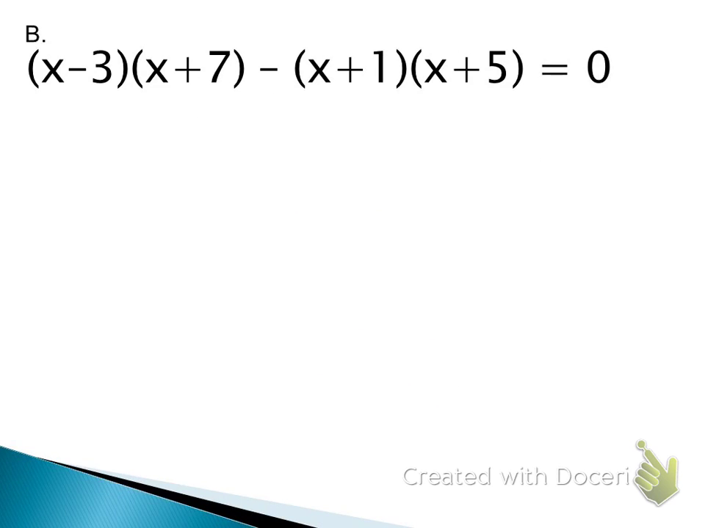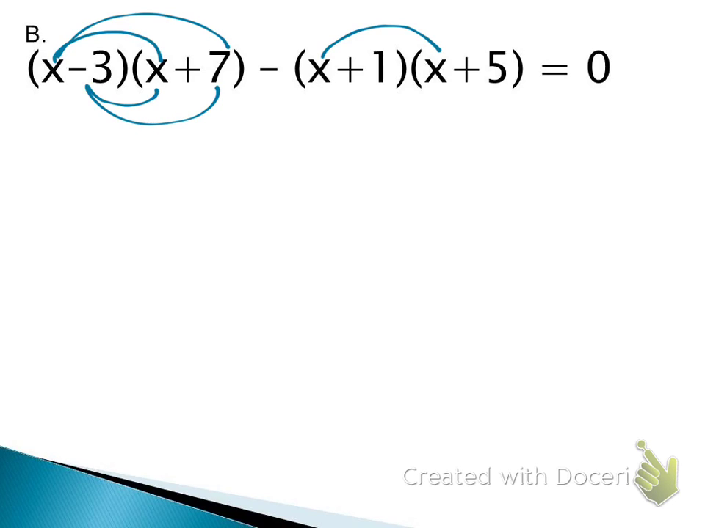All right, next we have part B. All right, so we have a binomial times a binomial minus a binomial times a binomial. So our plan of attack here will be to distribute the x to the x and the 7. Distribute the negative 3 to the x and to the 7.